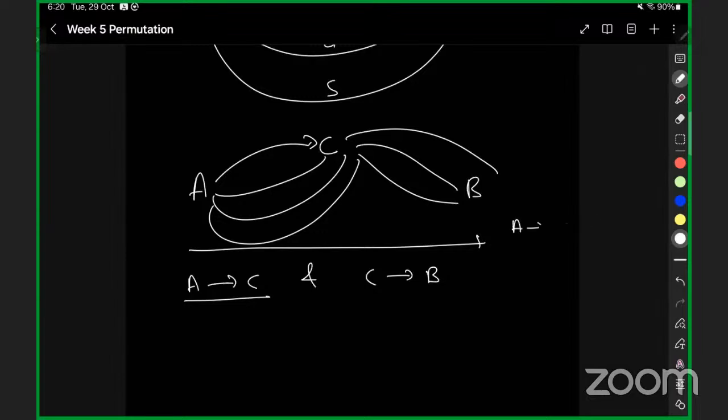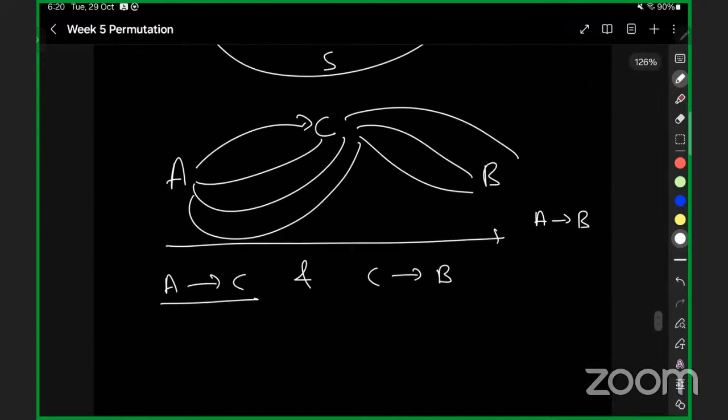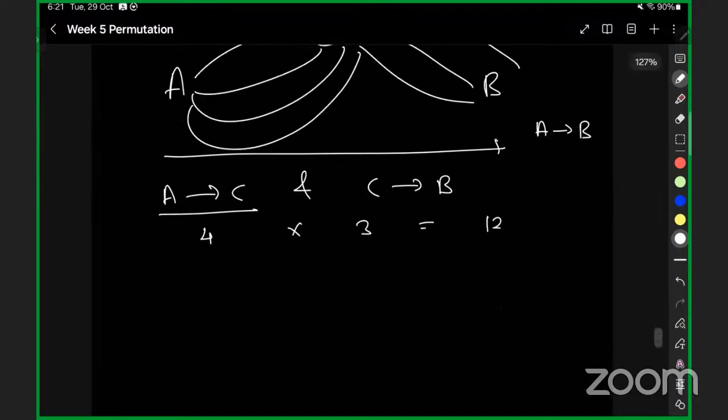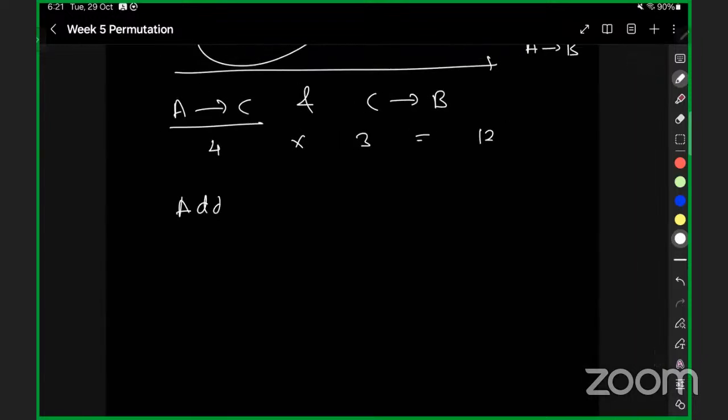I can't stop at C. So I have to go from A to C, since there is no direct route from A to B. First I'll go from A to C, and then I'll go C to B. So here I'll use the multiplication rule. How many ways can I go from A to C? 4 ways. And how many ways can I go from C to B? 3 ways. So that's how I'll get 12. So that was about the addition and multiplication rule.